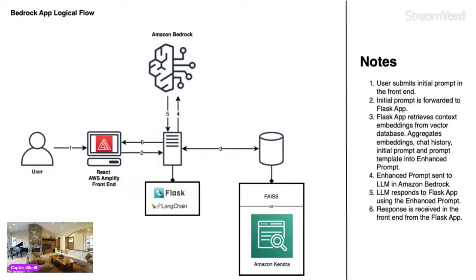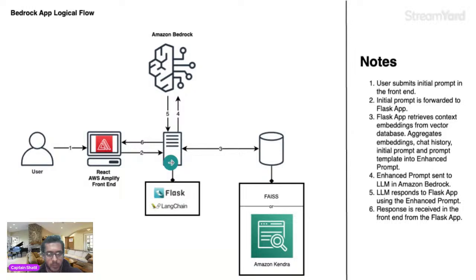And then we have a React frontend that is built with AWS Amplify. AWS Amplify is basically a framework or cloud service that helps you easily build websites. So we have a website built with AWS Amplify and React. React is a front-end framework, which is a web framework. So the first thing the user does is give the AI app an input.